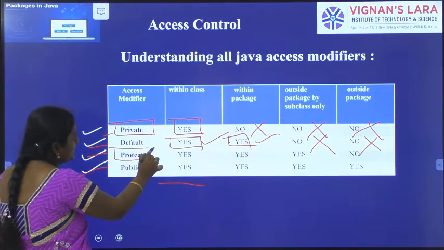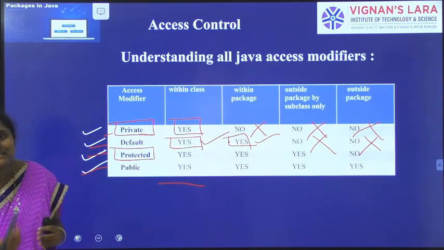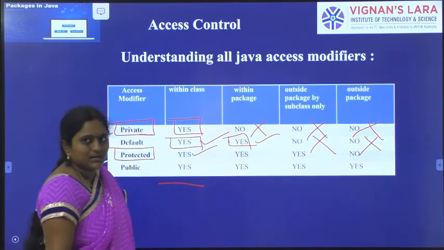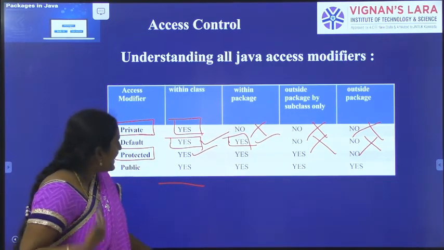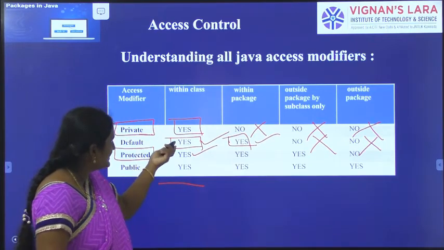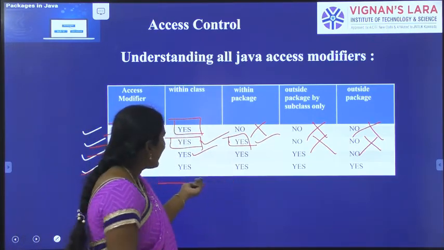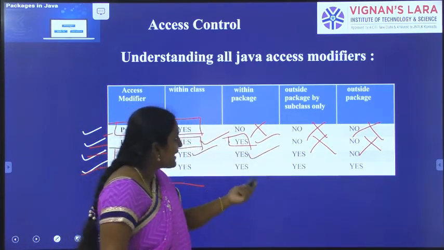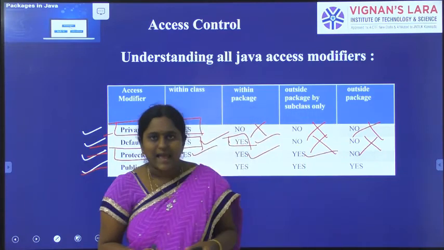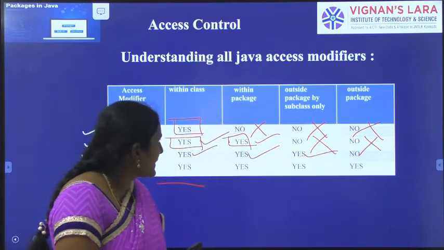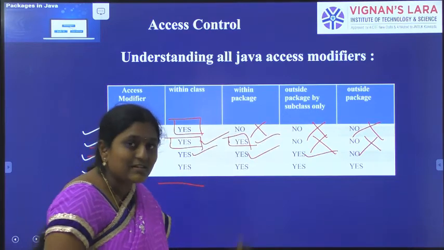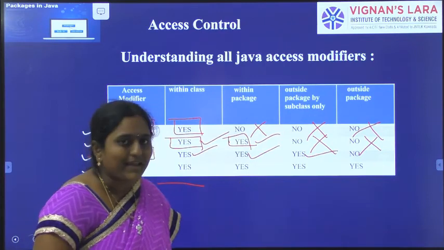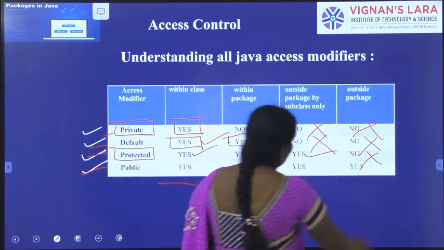Protected access modifier is accessible within the class. So we can access the protected access specifier within the class, and also within the package, and outside the package by subclass also we can easily access it. Outside the package by subclass only we can access it. Outside the package we can't access the protected access modifier.